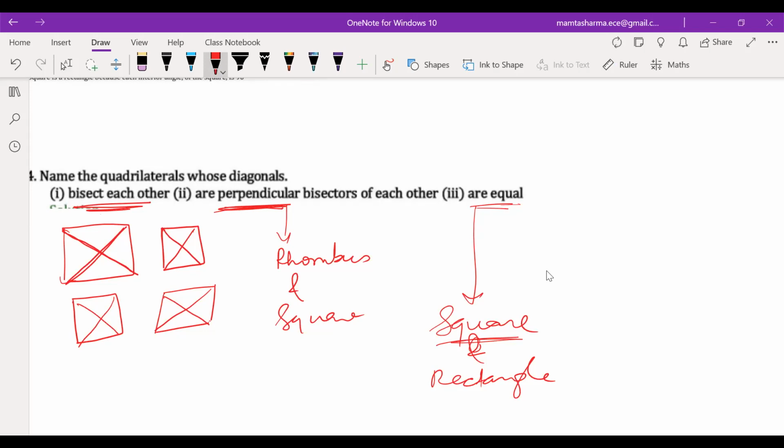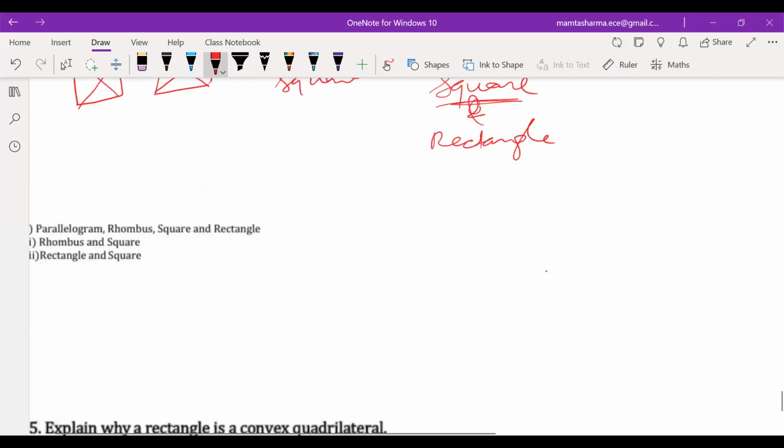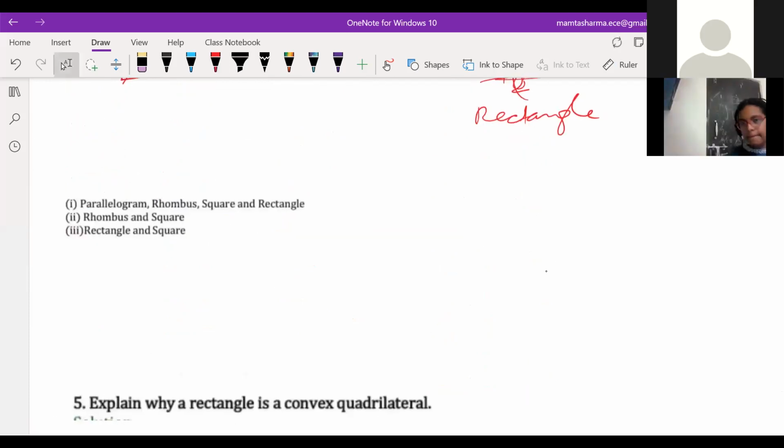Okay, but you have to answer according to the property. You have to answer individually for all. Now see, parallelogram, rhombus, square.